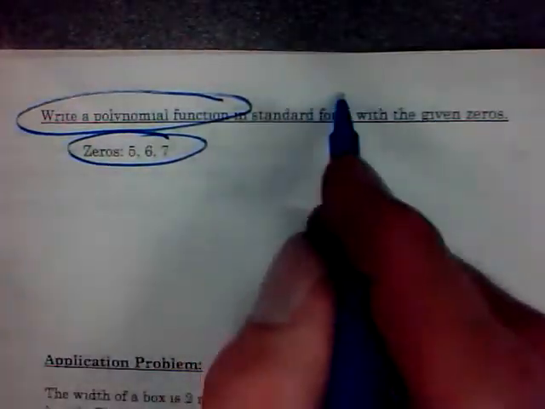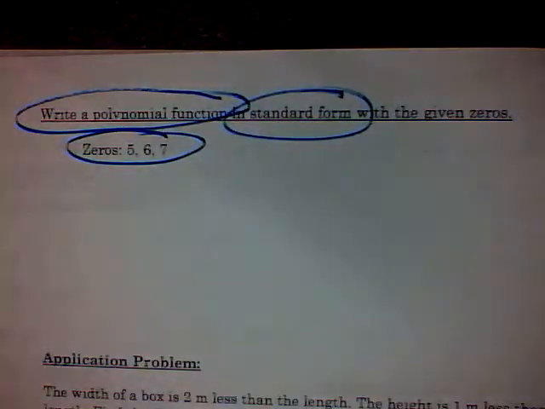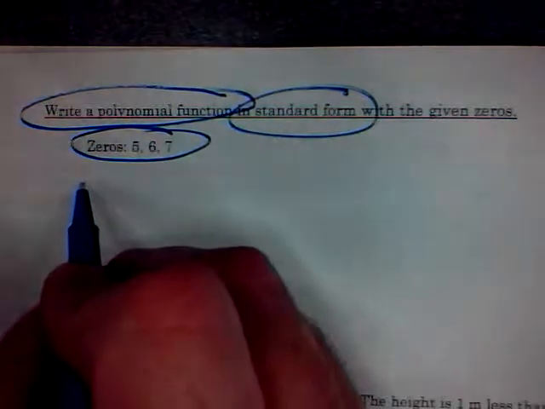Then let's finish this up. What happens if all we gave you was the zeros? So I tell you what the x-intercepts are, and I want you to write the polynomial function in standard form. Okay, so we're just going to work backwards here.